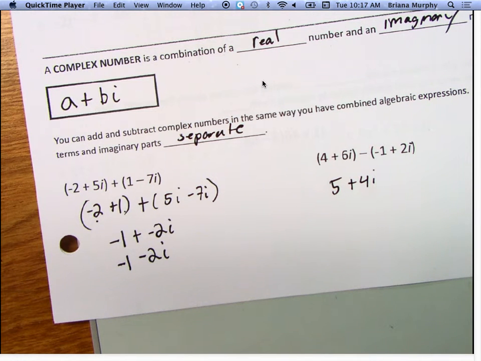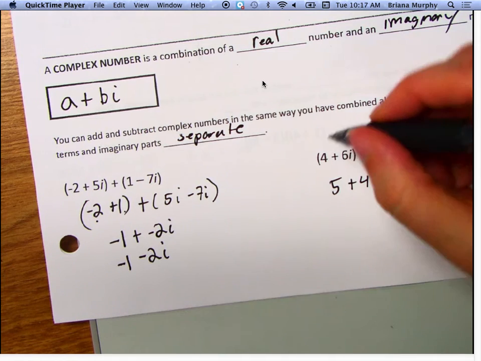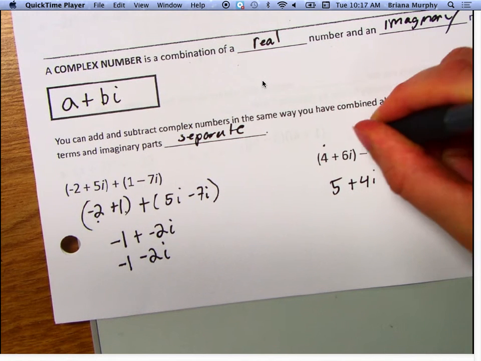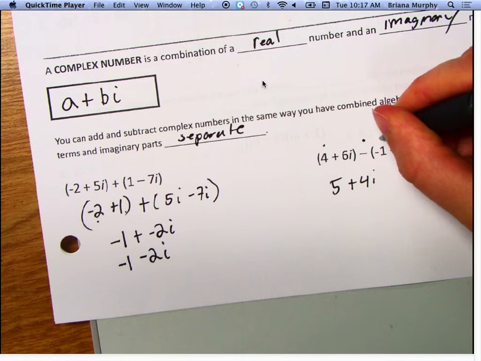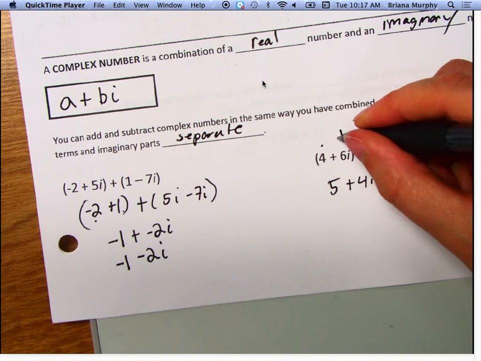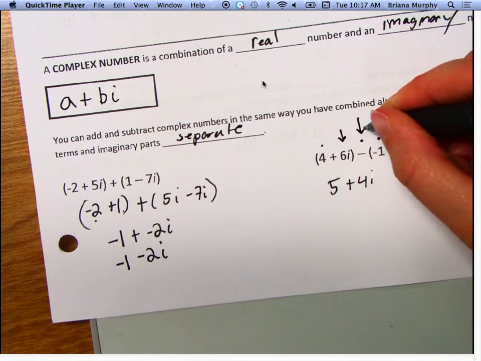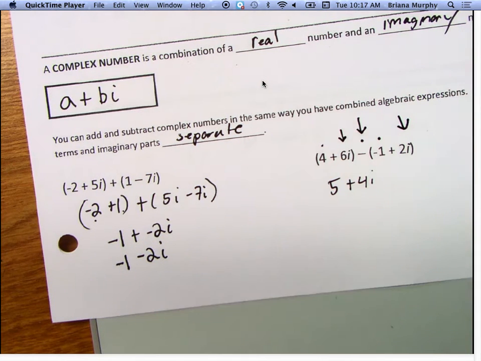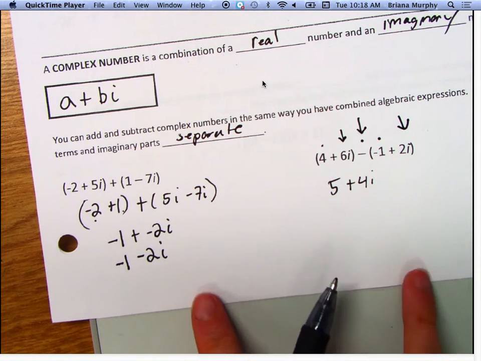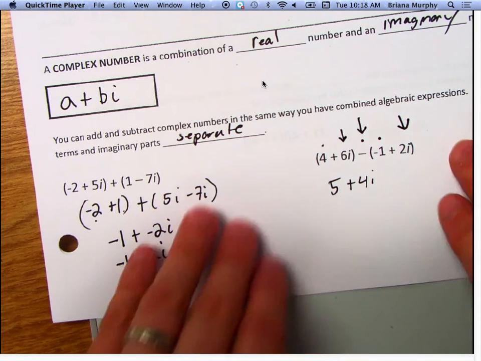Okay? So I literally talk to myself when I do this. I go, okay, 4, and then I have to do minus negative 1. Then I have to go 6i minus 2i. Right? I do the same thing with plus, but it's easier because I don't have to think about changing signs. You're going to have a bunch of problems like this on your homework tonight. Okay? So let's move on.